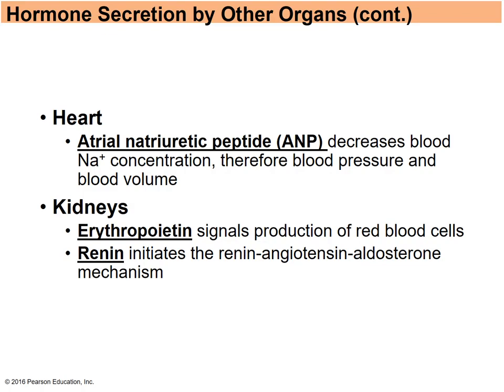The heart, you have atrial natriuretic peptide, or ANP. This helps to decrease blood sodium concentration. So therefore, once again, sodium, think blood pressure, blood volume. The kidneys, erythropoietin, helps with the production of red blood cells, helps to stimulate that. And renin is going to be involved with initiating the renin-angiotensin-aldosterone system.